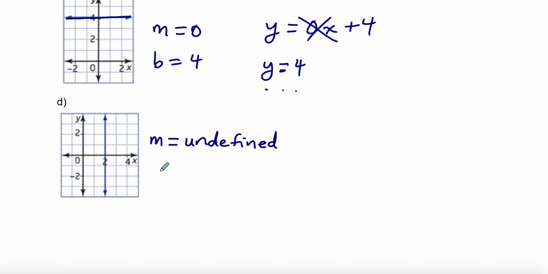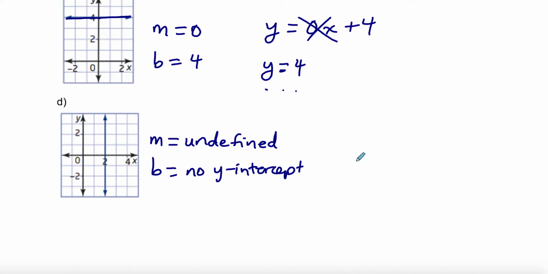So if the slope is undefined, and then also we're trying to find a y-intercept, this line is vertical. It's never going to cross the y-axis. So there is no y-intercept. So what are we going to do about an equation like that? I can't say y equals 3, or y equals 2, because that would be a horizontal line.